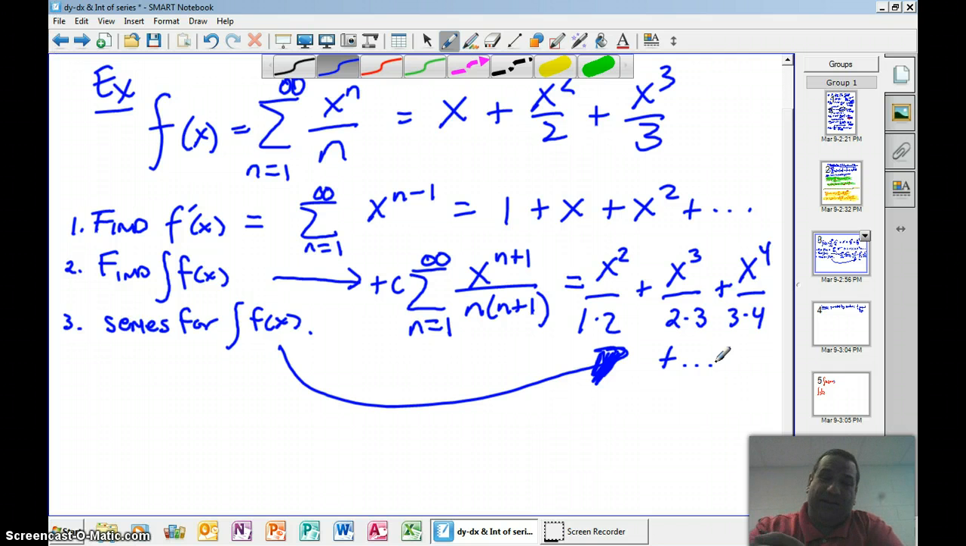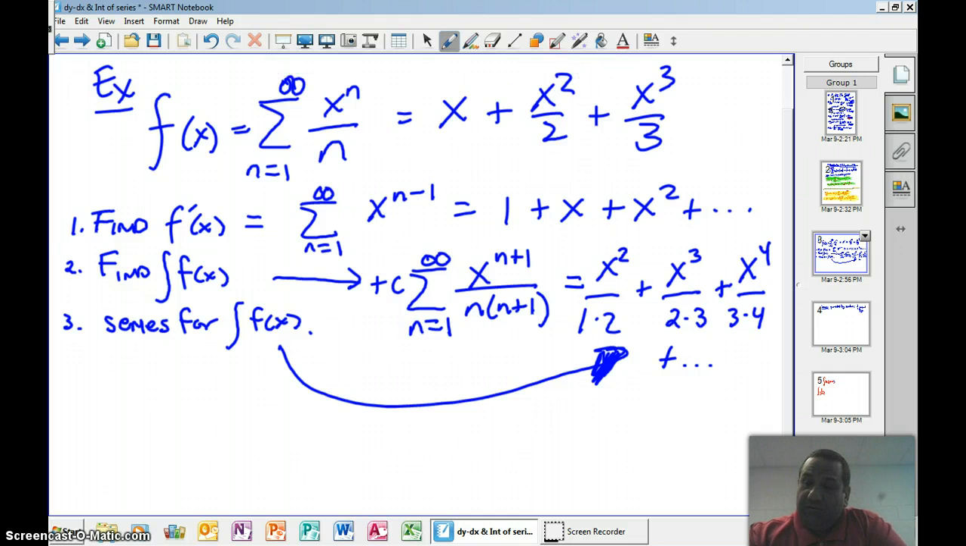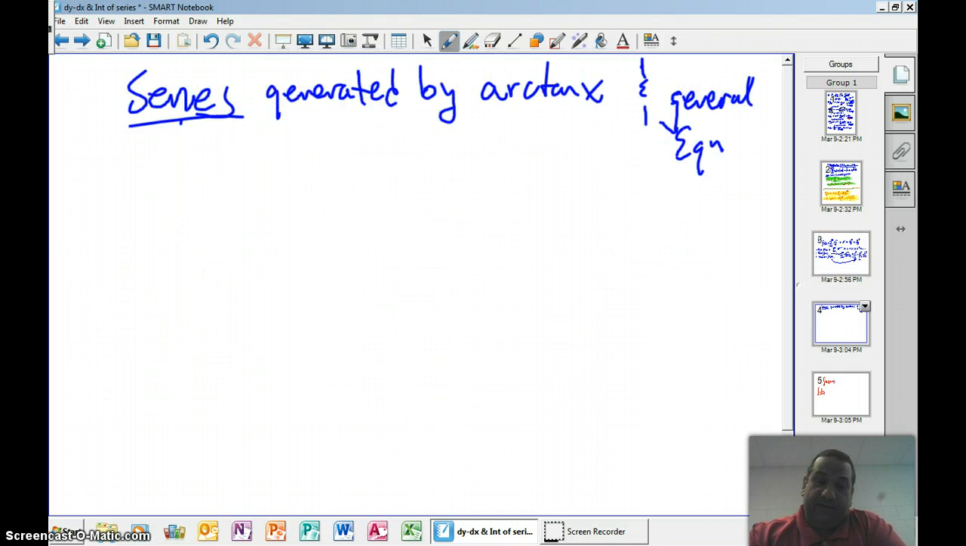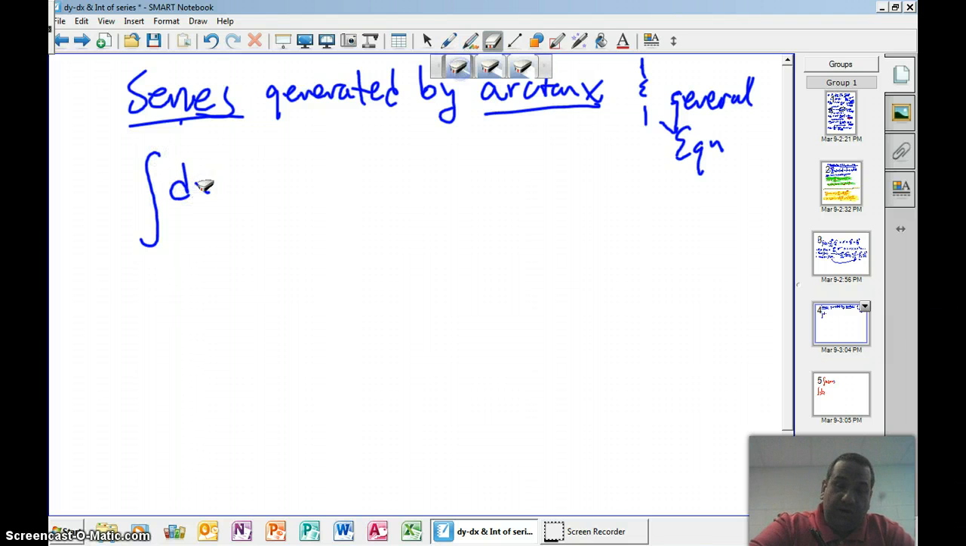And you might say, well, where does it get used? It gets used in problems that look something like this: arctan x. If I want the series generated by arctan of x, what I'm going to do is use the fact that taking the integral and the derivative undo each other, right?